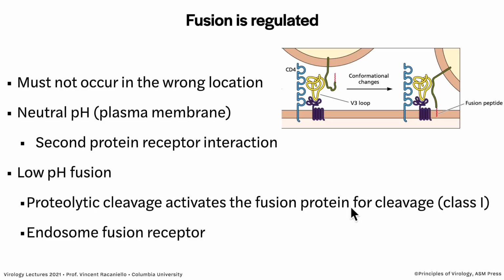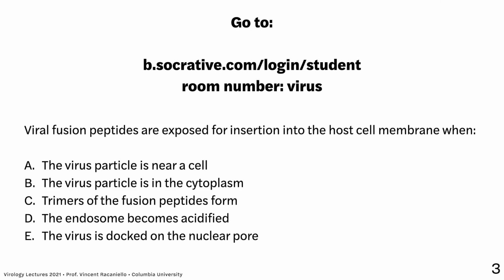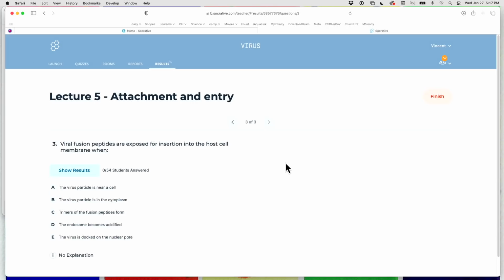You need proteolytic cleavage to activate the fusion protein, and that goes for both class 1 and class 2. Or you can have an endosomal fusion receptor, as is the case with the Ebola viruses. So this is really a key point in my view, that we have learned that you need to have regulation of fusion.